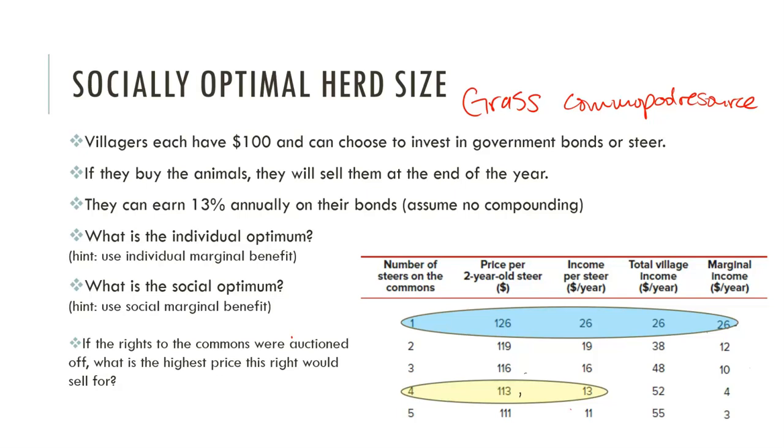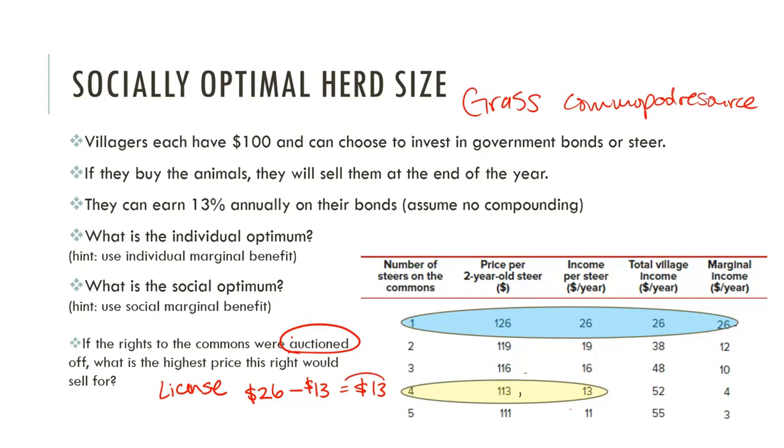Okay, so what do we do for the government? We want to limit it to 1 steer. Well, we can say we're going to have an auction. So we're going to give 1 license for a steer, and then people can come and bid. How much are you going to bid for the license? So one person's like, I'll pay $1, I'll pay $2, I'll pay $5. And they bid it all the way up until, in this case, they're going to be able to sell it for 26 at the end of the year, and then subtract the 13 that they would earn for the bond.